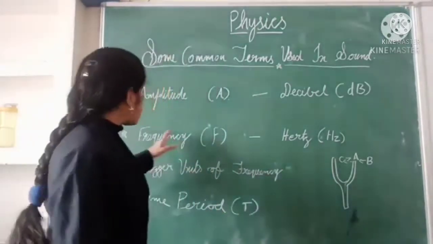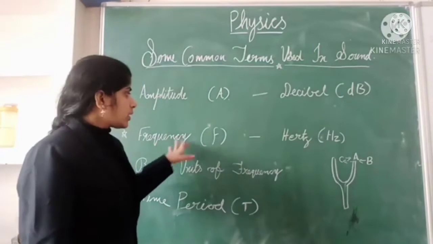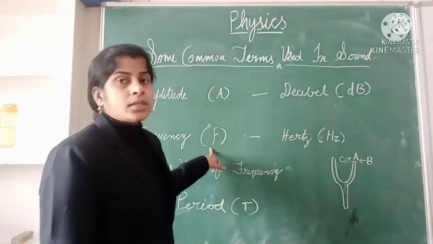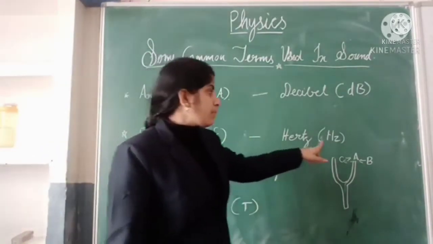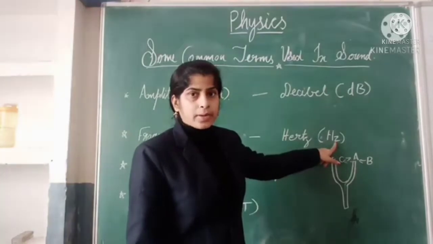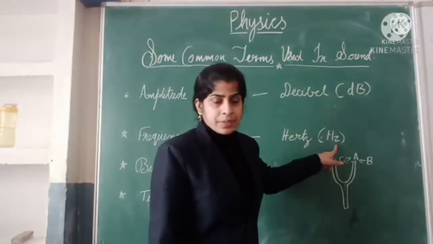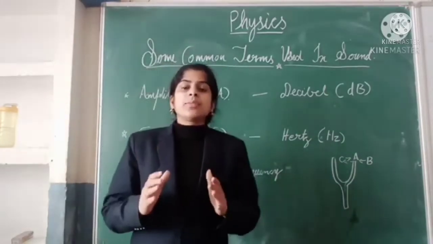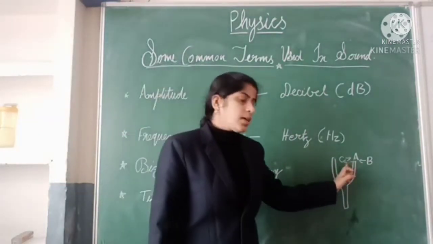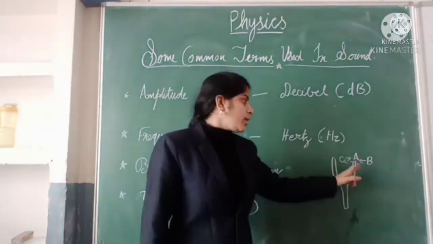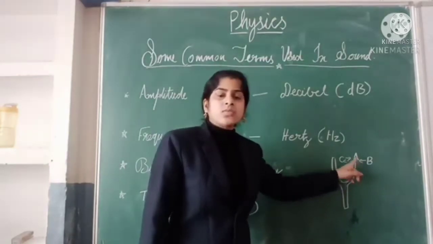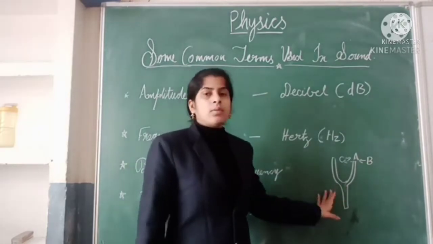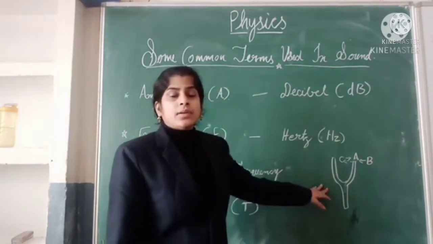Next we are going to discuss the topic of frequency. Frequency is represented by the small letter f, and the unit is hertz. The symbol is capital Hz. Is it clear? Yes. So what is frequency? The number of vibrations produced by a vibrating body is known as what? Frequency.